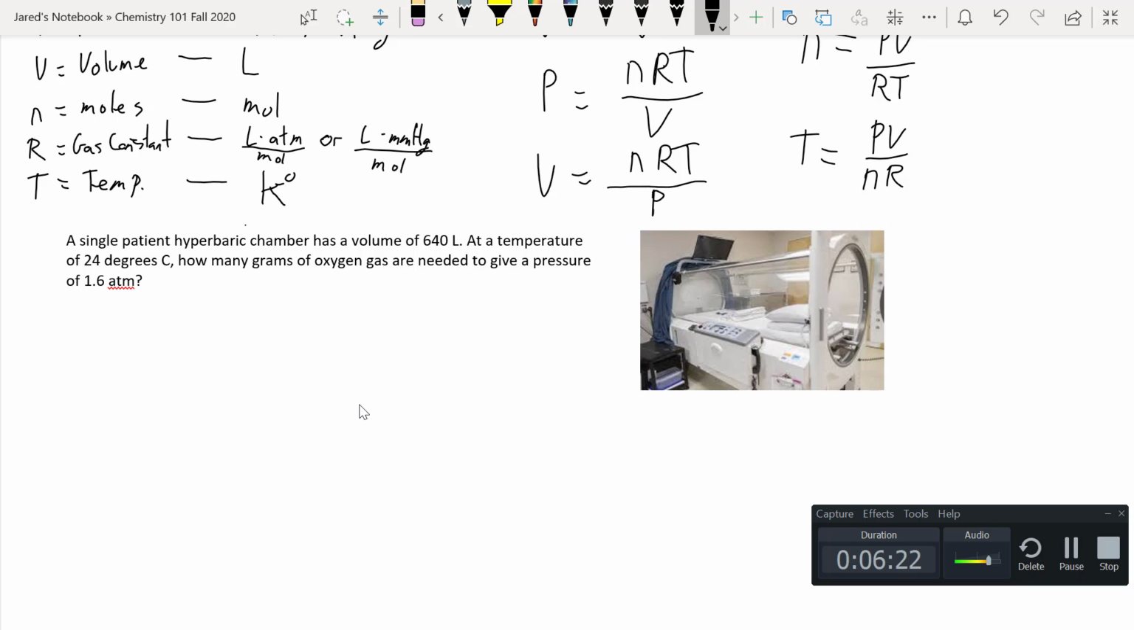So first of all, a hyperbaric chamber is something used in the medical field to help increase the amount of oxygen a person breathes.